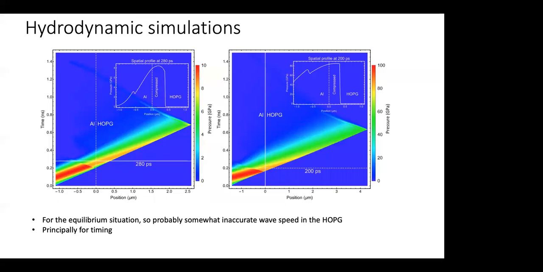front. And these are just the sort of two limiting cases. It also gives us some idea of what the material state is. So here's a cut of the material at 280 picoseconds, and we can see how much compressed material is of the HOPG versus the aluminum for these two different pressures. So again, we claim that we're getting a pressure of about 80 GPa in the HOPG, but the stress, if that's what it is, could be higher than that.